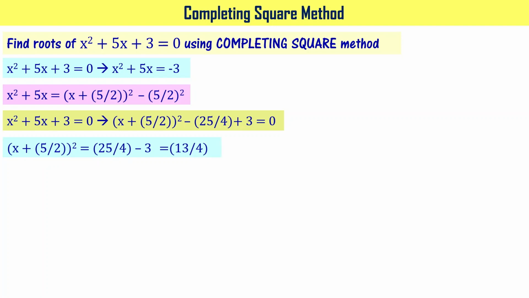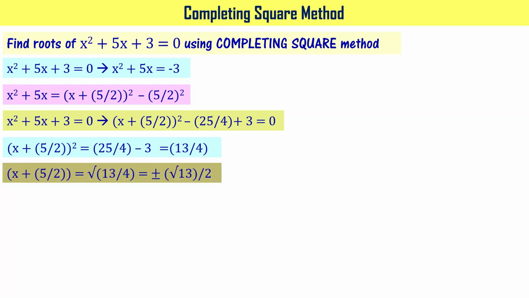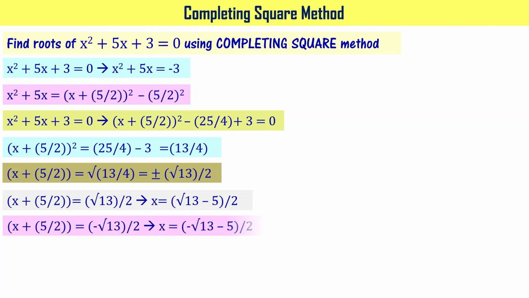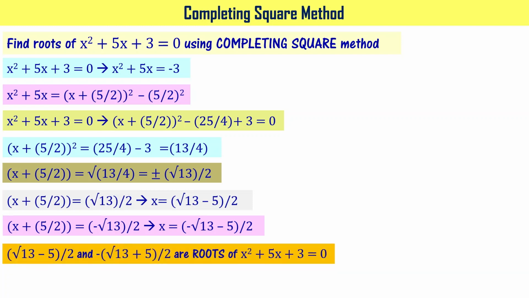It can be rearranged and written as x plus 5 by 2 equal to plus or minus square root of 13 by 4, or plus or minus square root of 13 divided by 2, right? You rearrange and write it as x equal to (square root of 13 minus 5) by 2 as one of the options, and x equal to (minus root 13 minus 5) divided by 2 as the second option. So now I can say that (square root of 13 minus 5) divided by 2 and (minus square root of 13 minus 5) divided by 2 are the roots of x square plus 5x plus 3 equal to 0.